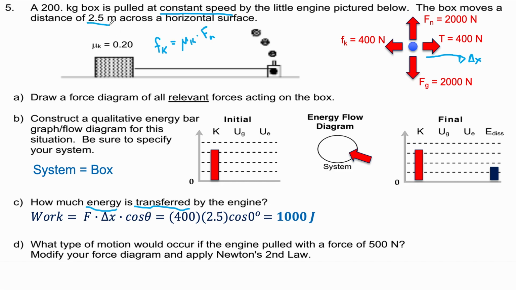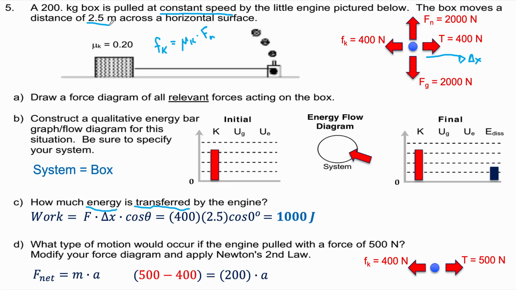D, what type of motion would occur if the engine now pulled with a force of 500 newtons instead of 400? So you very quickly can figure out, I'm only going to draw the horizontal forces. Friction's going to stay at 400, tension's now 500. Using F net equals ma, 500 minus 400 equals 200 times a, you'll discover that it's going to accelerate at 0.5 meters per second squared towards the motor.